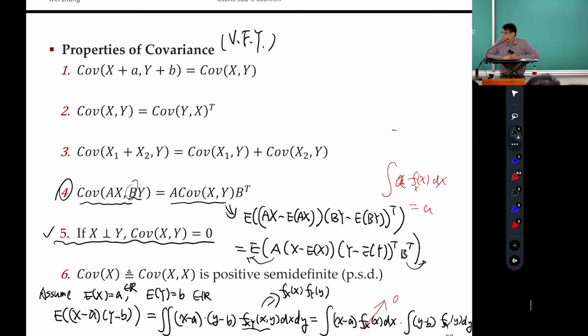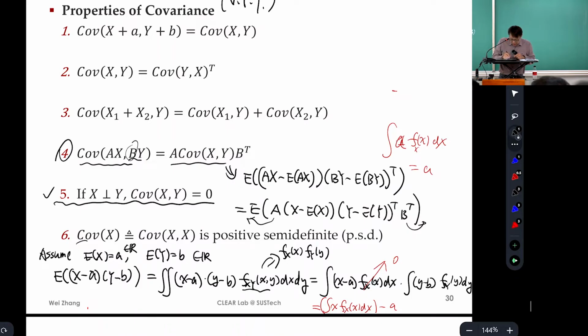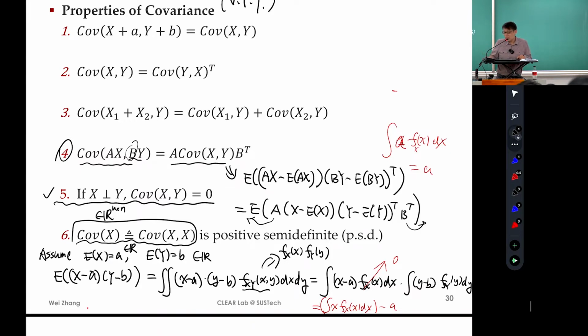Yes. The sixth property: the covariance of x is defined as the covariance of x with itself. It's also called, okay, the covariance of x in the vector case is the covariance with itself. This is a square matrix. Okay, you will see a lot of covariance matrices later on. If it's a single variable, that will become a variance. Okay, in the matrix case, we'll just call it the covariance matrix. All right.